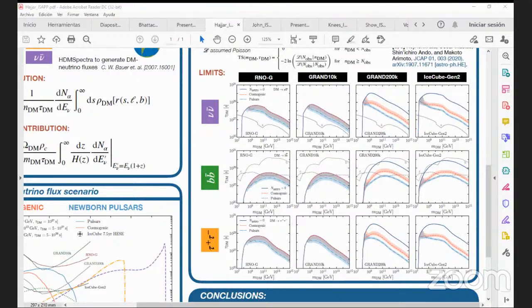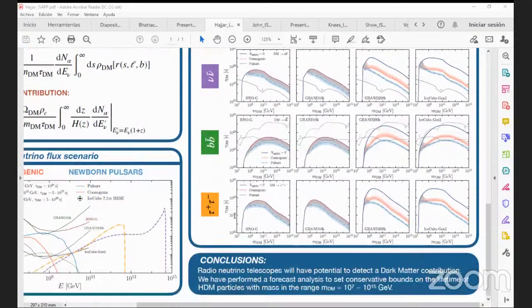So basically, to conclude, can you scroll down just to the conclusion? Thanks. So these radio neutrino telescopes will be able to detect a decaying dark matter contribution, and in this work we have performed a forecast analysis in order to set conservative bounds on the lifetime of heavy decaying dark matter particles, in the range of masses of 10^7 to 10^15 GeV. So that's it. Thanks.